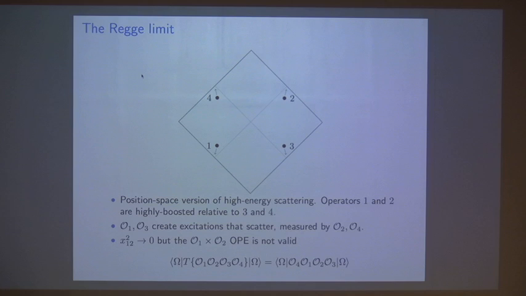So this interval between 1 and 2 is going to 0, so we might want to use the OPE, but we're not allowed to do it. The reason is that the time-ordered four-point function is not equal to any Wightman function where 1 and 2 both act on the vacuum. So for example, it is equal to this Wightman function, but here 1 and 2 are stuck between 3 and 4, and we can't use the OPE.